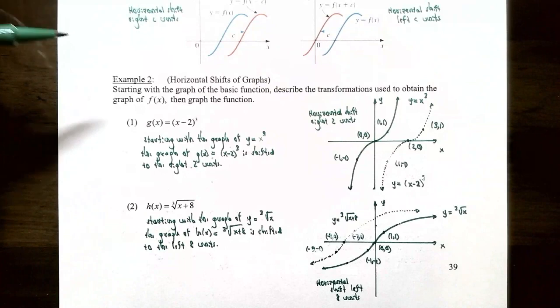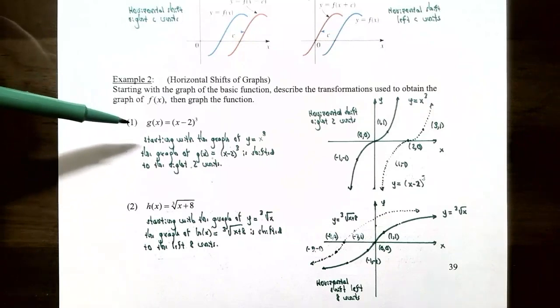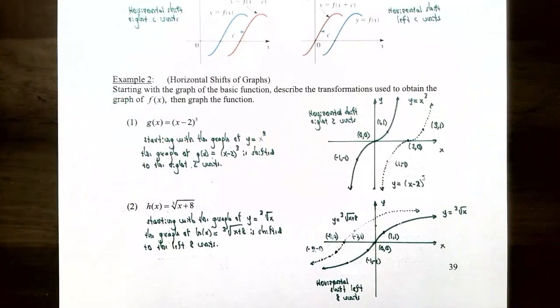So example 2, horizontal shifts of graphs. Start with the graph of the basic function. Again, describe the transformations used to obtain the graph of f of x, then graph the function. So number 1, we're going to graph the function g of x is equal to parentheses, x subtract 2 inside the parentheses, and then the whole function is being cubed. So notice that instead of an x, inside the parentheses you have an x minus 2. So it looks like you're actually shifting the graph to the right this time because there's a subtract 2 inside the parentheses. But let's identify the basic function first.